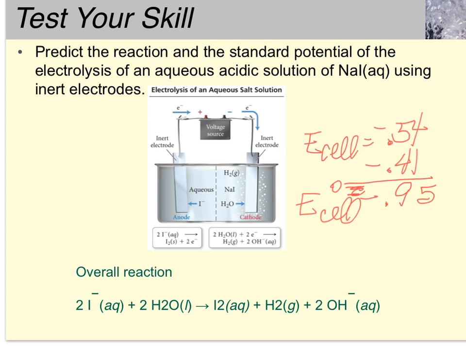So the standard cell voltage for this electrolytic cell is minus 0.95 volts. And that's what you expect for an electrolytic cell, the minus sign. And the overall reaction, I'm hoping you got that right, is shown right here. And it looks like it did not fix my subscripts, but I think you can still read it. So that would be a very typical question to ask about electrolytic cells.